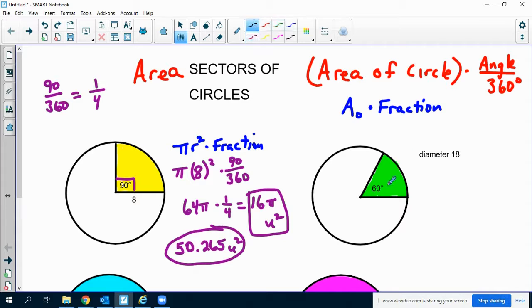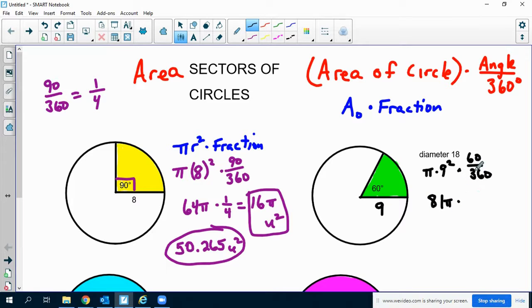Problem 2. This area that's shaded has a diameter of 18, so that means my radius is 9. Then I have a 60-degree angle, so I'm going to do the area of this circle, which is pi times 9 squared. Then we're going to multiply that by the fraction of the circle that we're dealing with, which is 60 over 360. So 9 squared is 81.